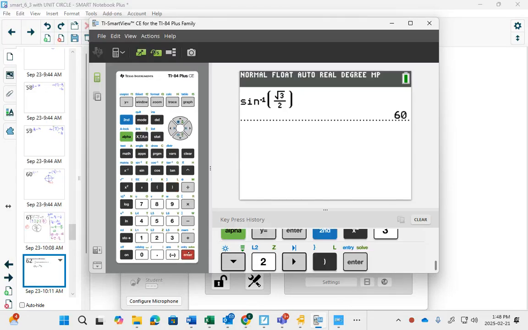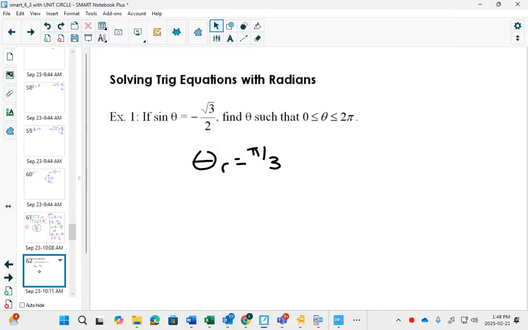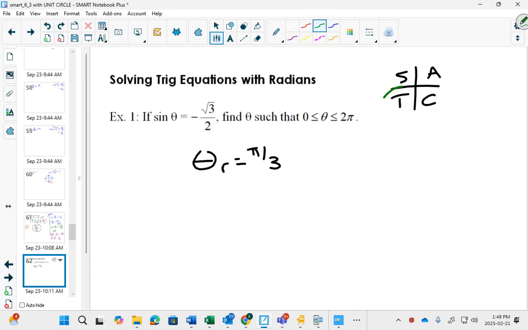By doing this, it will tell me my reference angle is 60 degrees. This is how we would have done it in grade 11. Then, once you have your reference angle, you would have said, according to my CAST rule, in this example, sine is negative, so it's either going to be in quadrant 3 or quadrant 4. You would have done 180 plus 60 degrees to get 240 degrees, and 360 degrees minus 60 degrees to get 300 degrees. And you would be done.